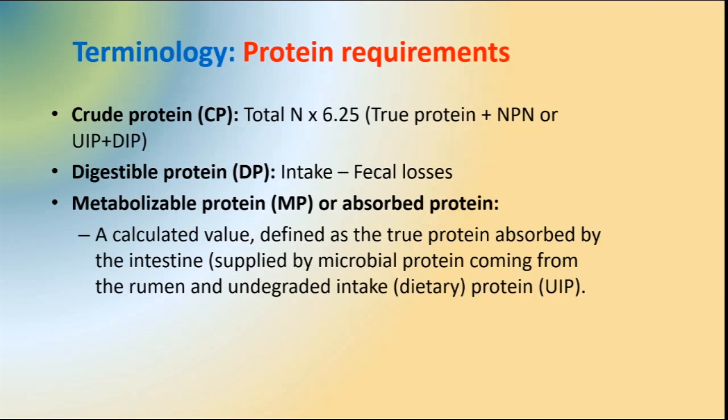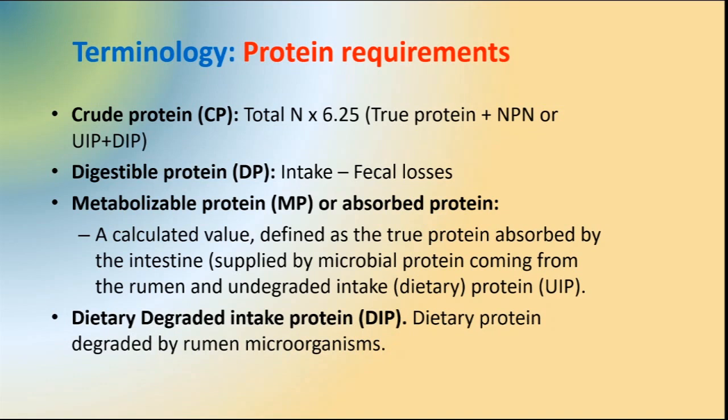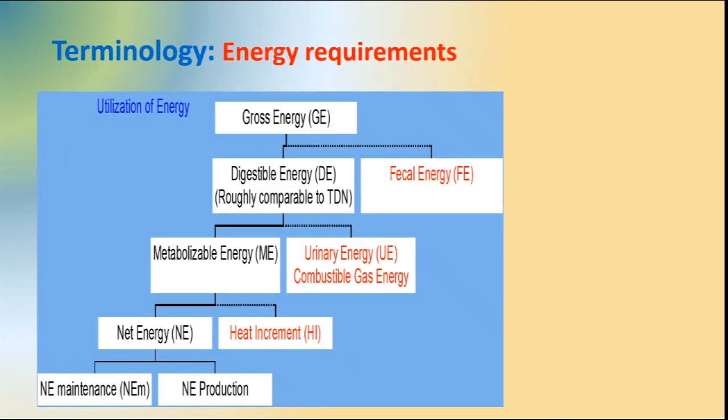So it's a calculated value and it is defined as the true protein absorbed by the intestine, supplied by microbial protein coming from the rumen and undegraded dietary intake protein. So it's a combination of microbial protein and ruminally undegradable protein. Then dietary degradable intake protein is dietary protein that is degraded by rumen microorganisms.